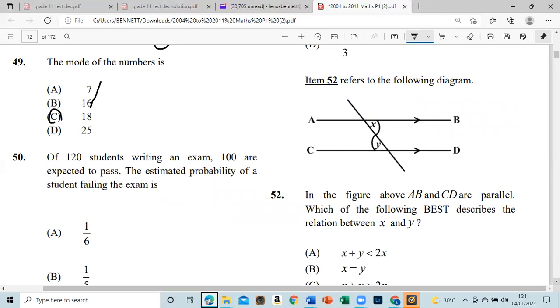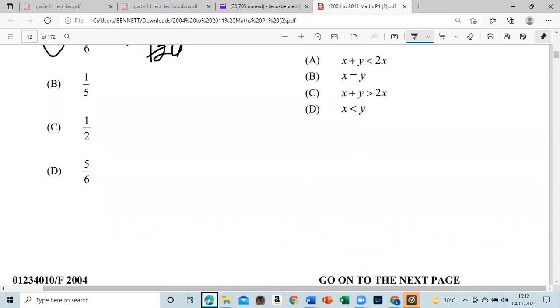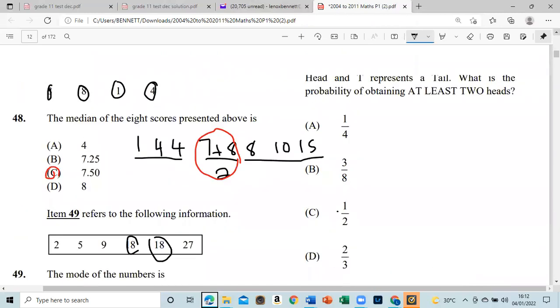The estimated probability of a student failing is, all right, so if 100 are expected to pass, 20 are expected to fail. So it's 20 out of the total. Break it down by 10, that's 1, 2, 3, 6. So it's 1/6 expected to fail. I expect you guys to pass. All right, so let's move on to the next one.